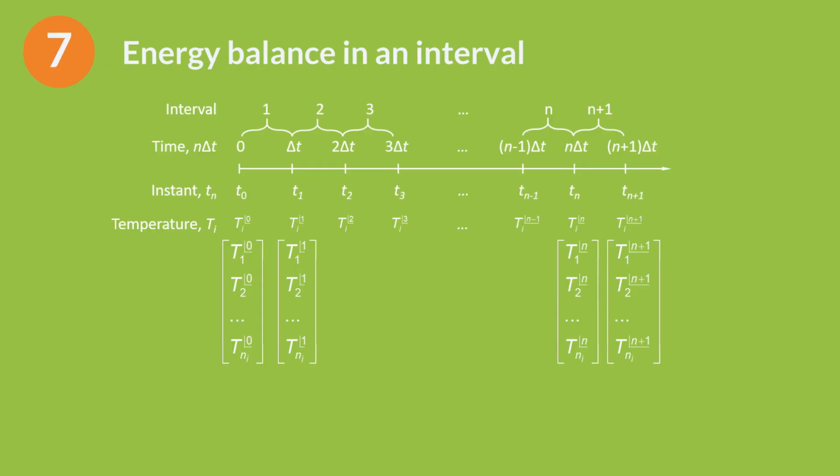Energy balance in an interval of time. After calculating temperatures, you can calculate the heat transfer rate at each instant. For an instant n, the heat transfer rate for the solid with the boundary node Ni+1 is the sum of the conductances of the solid nodes with the boundary node times the temperature difference in this instant n.